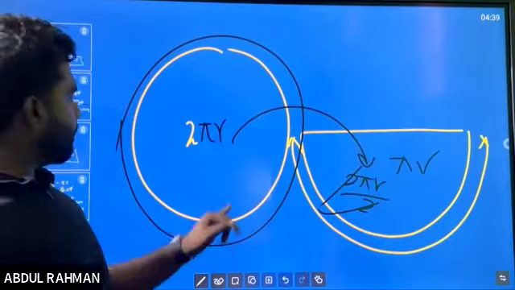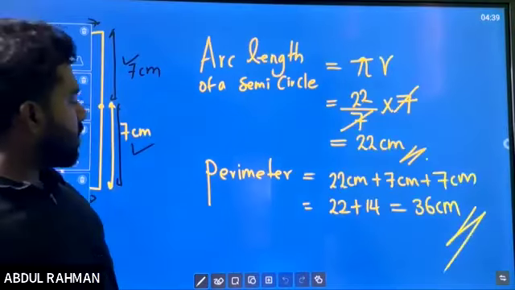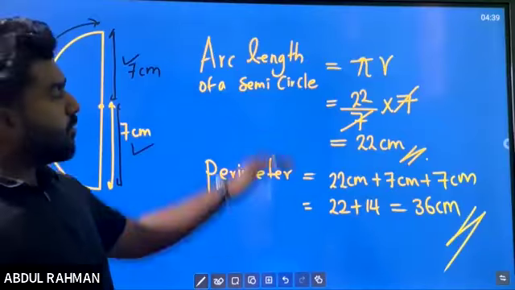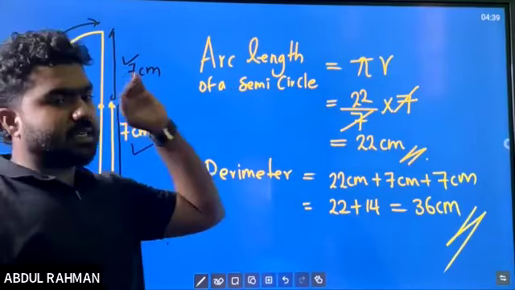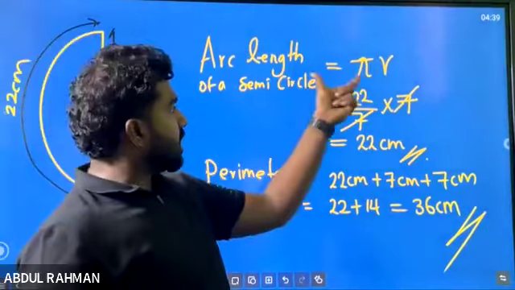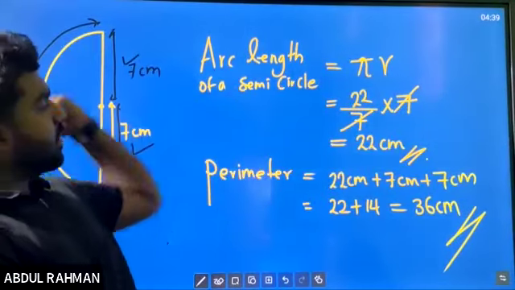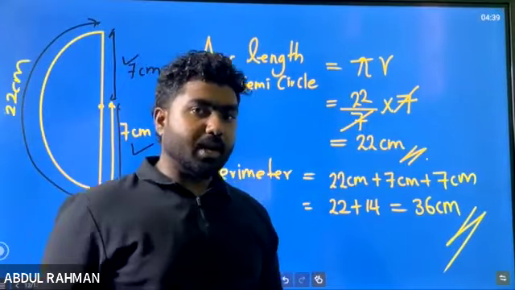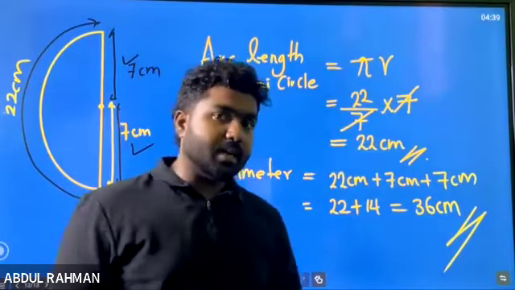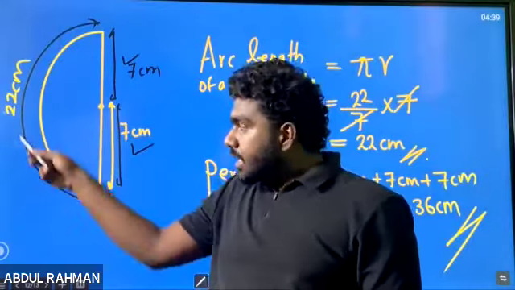Now I have come here. Coming into this, I'm finding the arc length of a semicircle. What is the equation? Pi r. Substitute 22 over 7 into 7. 7 is the radius of this circle. 22 is the answer. 22 centimeter. What is this 22 centimeter? The arc length of this.